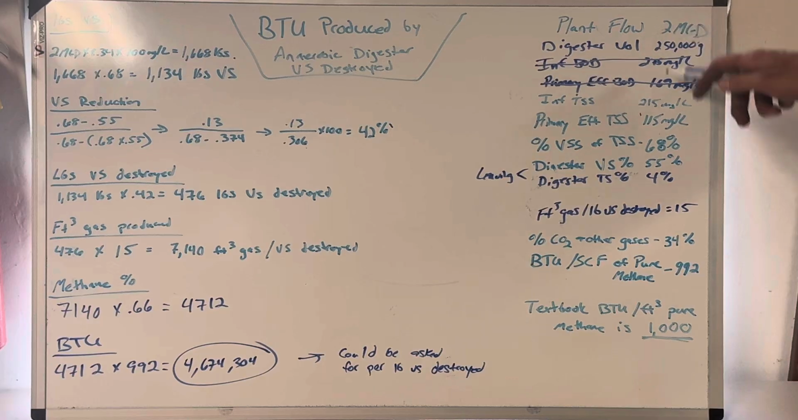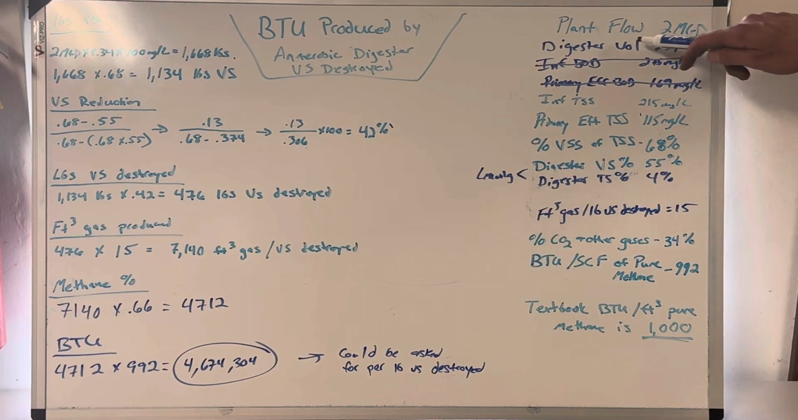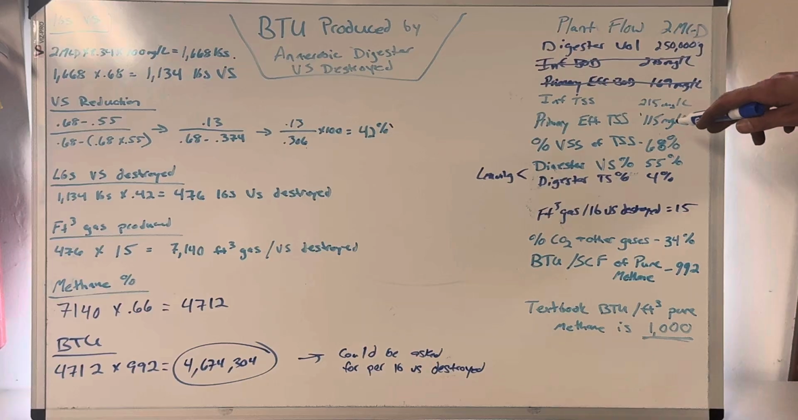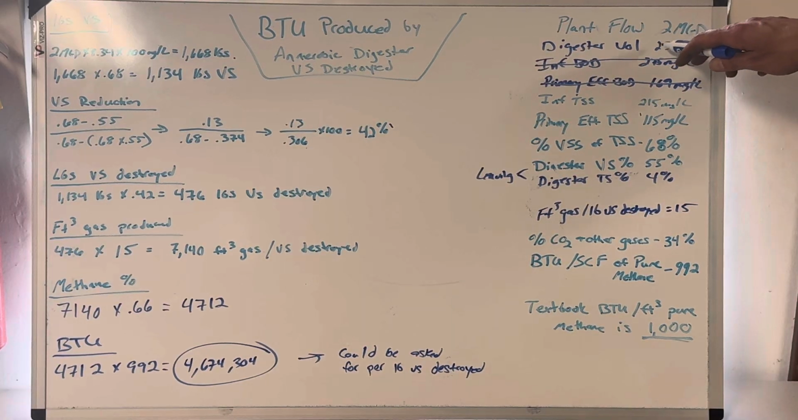What else can I get rid of on here? Well, I can do a pounds formula with this information. A digester volume is not relevant. This would be relevant if they gave me the loading rate. So if they gave me how big the digester was in gallons, or I had to figure it out using the dimensions of a cylinder or a cone or whatever.